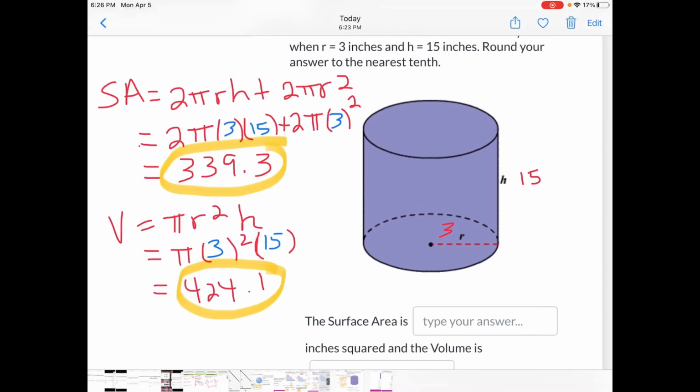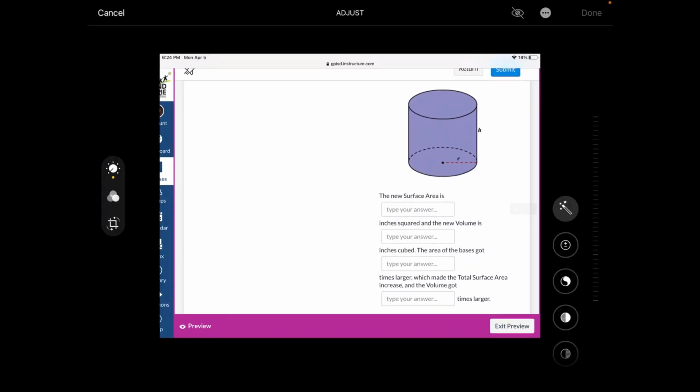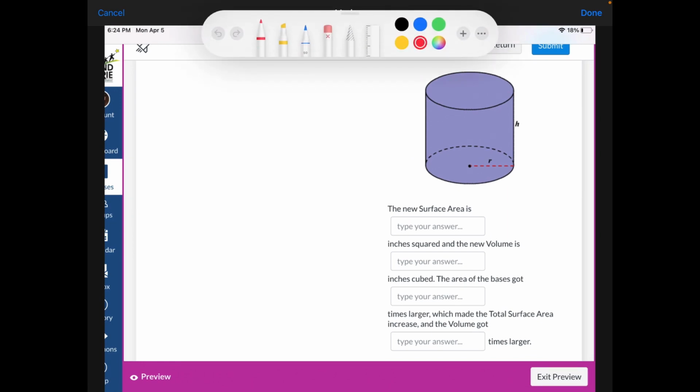All right, so that's the original cylinder. Now, let's see what happens to these numbers when we double the radius. We're going to see what the new surface area and volume is going to be, and we're going to describe the effects of this dimension change. We're going to use the same formula that we did before. But remember, instead of the radius being 3 like it was just now, it's going to be 6. Why? Because we basically took the original and multiplied it by 2. And your height remains the same.